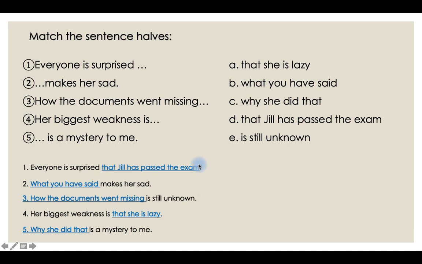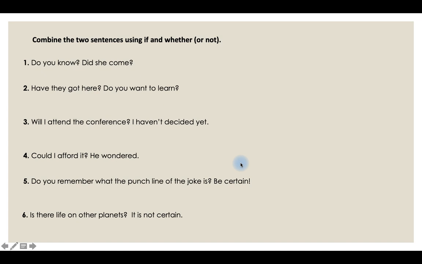Okay, the sentence halves in blue are noun clauses. Now let's try to combine the two sentences using if and whether. You can also use whether or not. Let's make one sentence out of two. Please try to do it on your own first. Pause the video now.